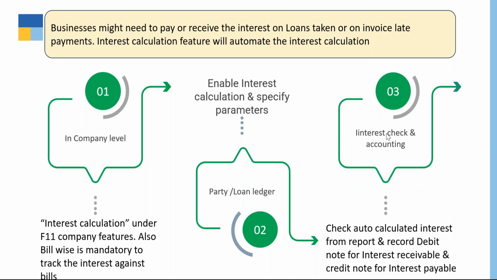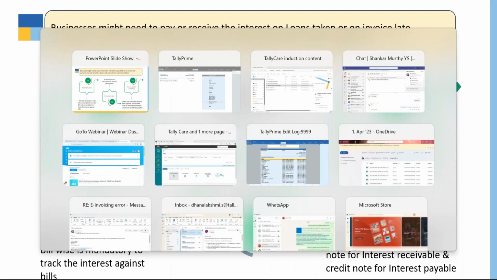So interest check, we have already seen how to check the interest. And to account it, we have to use the debit and credit notes in Tally. While using these debit and credit notes, you have the option whether you want to retain the simple interest method or whether you want to have a compound interest method. So now let us see where we can enable that option.